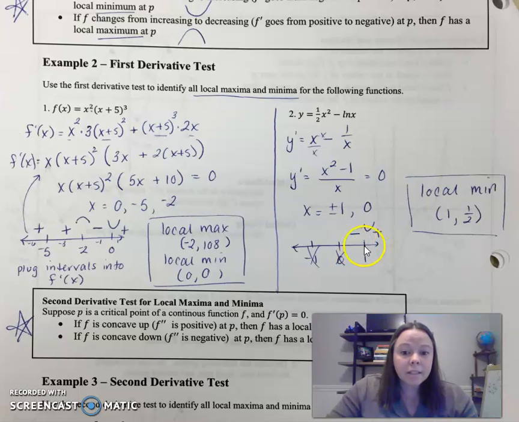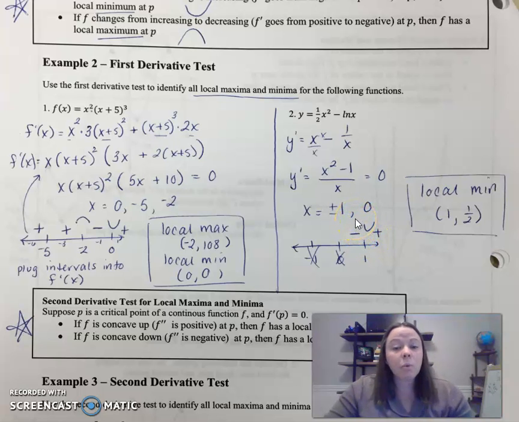And remember, we test these numbers in the first derivative right here. So if you plug in 0.5 you're going to get a negative number. If you plug in 2, you're going to get a positive number, meaning my function goes from decreasing to increasing at 1. So we have a local min, right? Now, once you've established you have a local min, then you plug 1 back into your original function to give me the ordered pair.